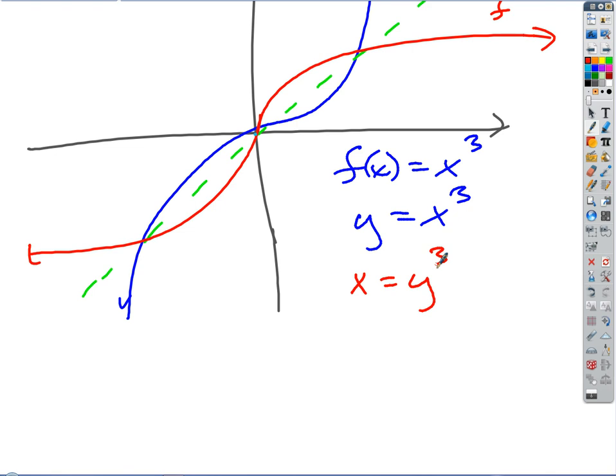So in this case, I solve for y by just cube rooting, don't I? Right? Yeah. So I get y equals cube root of x, and that's what that graph is. Okay, make sense?